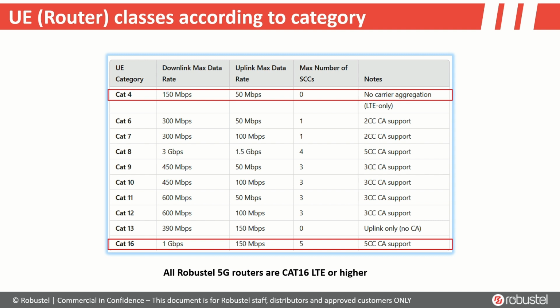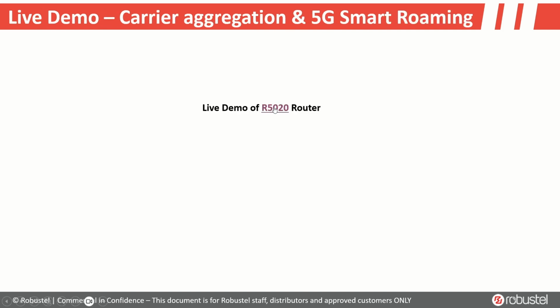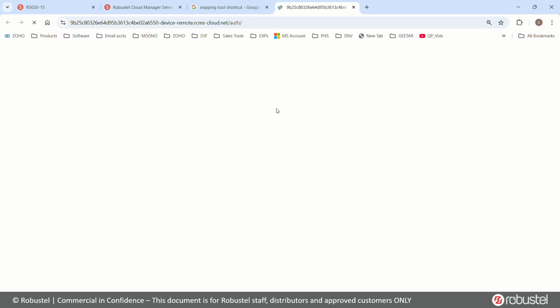And probably the most important thing to highlight here is that all Robustel 5G routers, not only do they support 5G, but they also support Category 16 4G or higher. So if you look in the bottom right there, that indicates that you can have 5 component carriers in total. So that's a lot of bandwidth potentially, and in ideal conditions, that will give you a gigabit per second, and that's on 4G. That's without any of the additional component carriers being on 5G. So let's quickly demonstrate in the context of a Robustel router what this actually means.